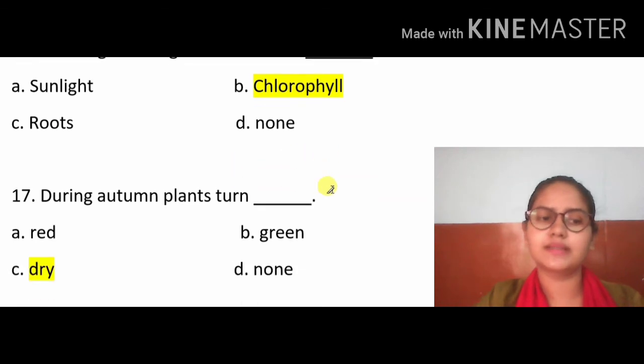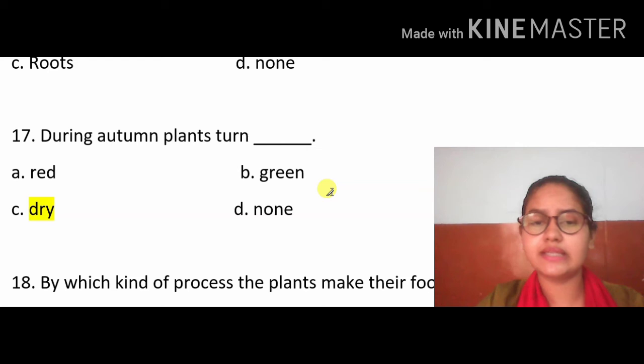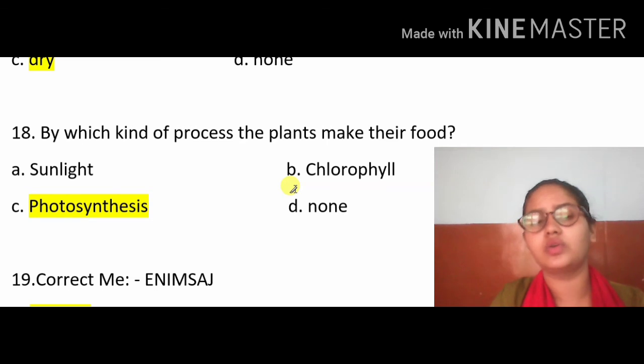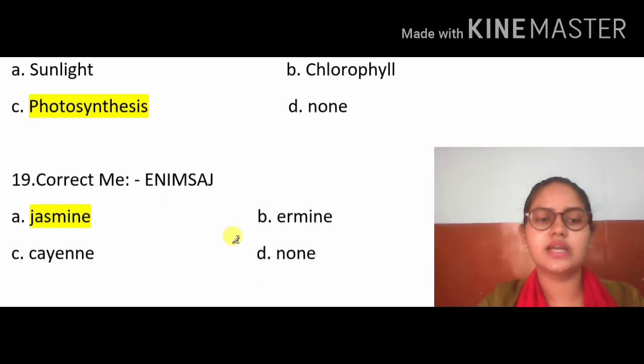Now come to next. During the autumn, plants turn dash. In the spring season, they turn green. During autumn season, what is the color of the plants? Yellow, which means dry. So which one is the correct answer? This one, C. Now, by which process do plants make their food? By photosynthesis. Okay, C is the correct answer.